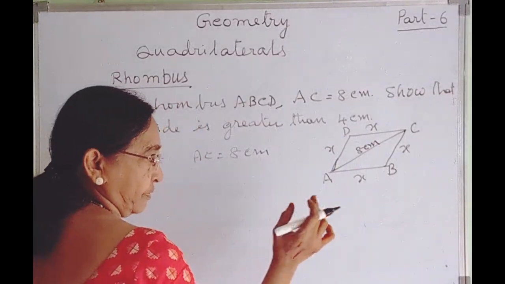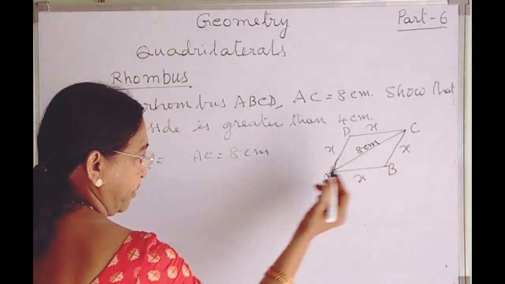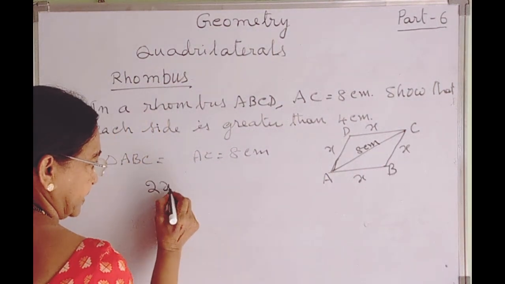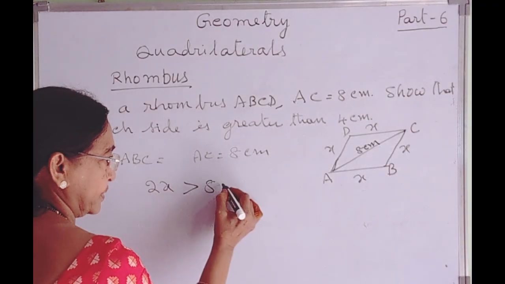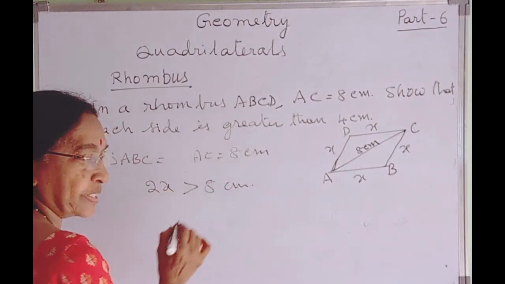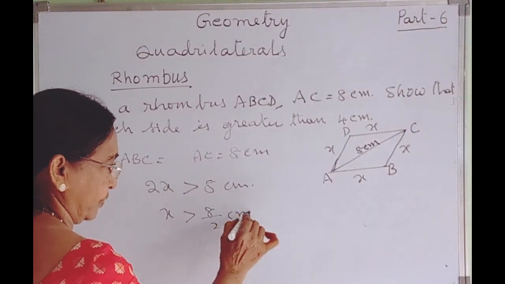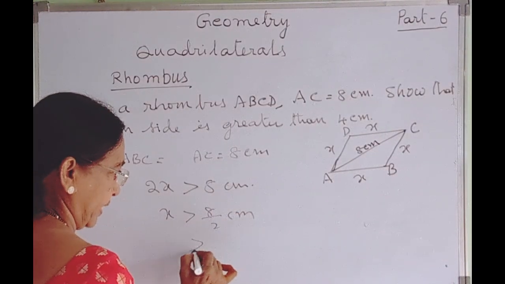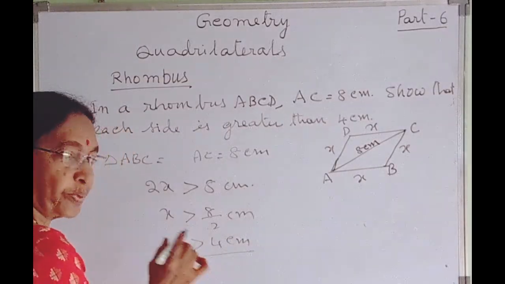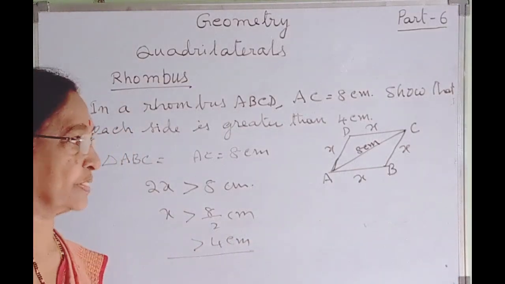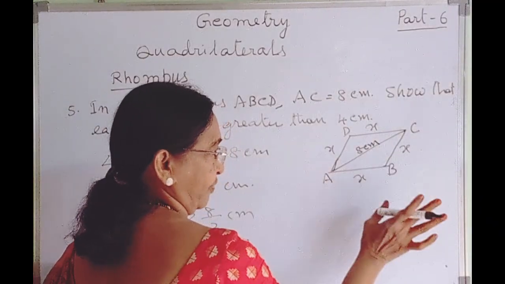Therefore, from the property of the sides of a triangle, the sum of two sides must be greater than the third side. 2x must be greater than 8 centimeters, or x is greater than 8 by 2, that is 4 centimeters. That is, x must be greater than 4 centimeters. Therefore, each side must be greater than 4 centimeters. If it is less than 4, a triangle is not formed.